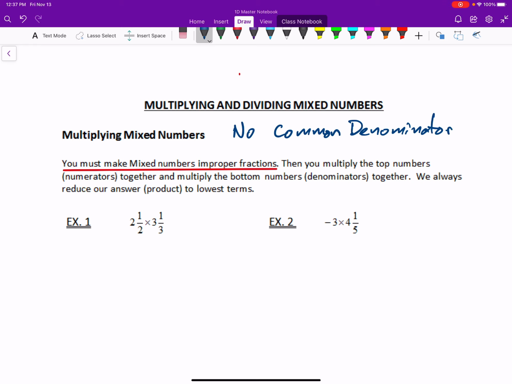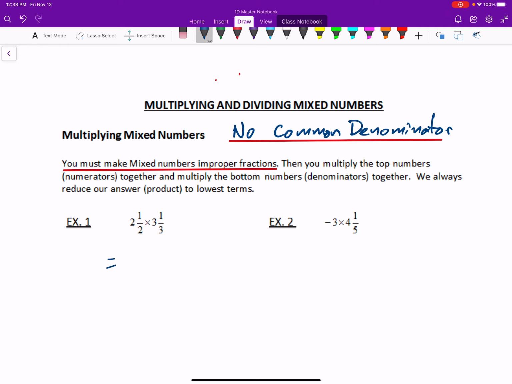Please be very clear on that. People who get common denominators for multiplication and division questions are making it infinitely harder on themselves because they're making the numbers bigger for no good reason. Don't get a common denominator for multiplying or dividing. So, aside from changing it to improper and then just multiplying the top times the top and the bottom times the bottom, we're good to go.